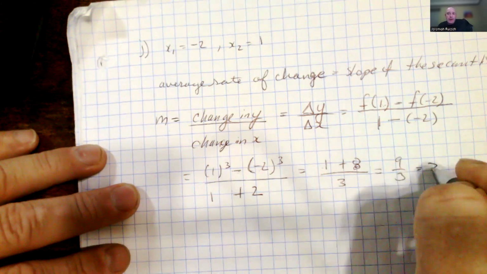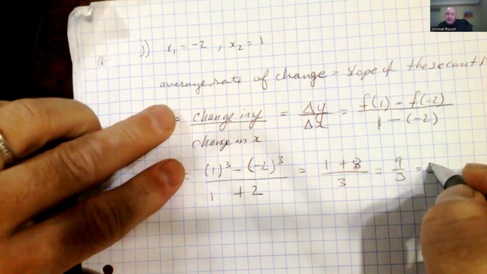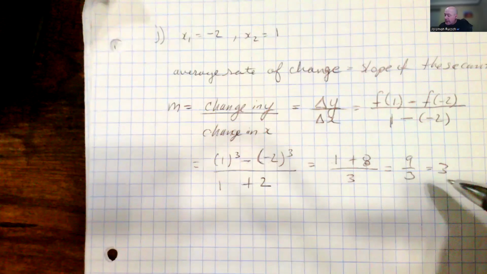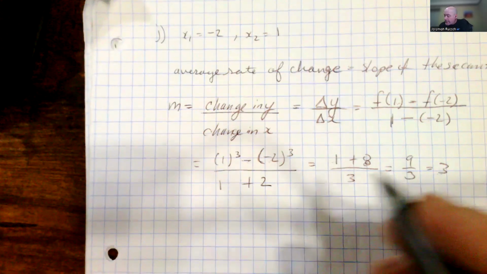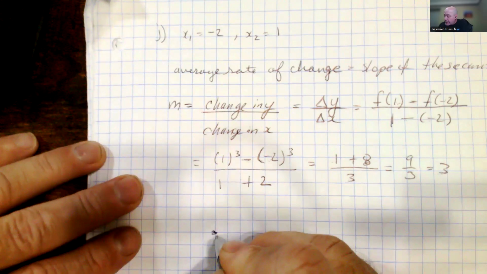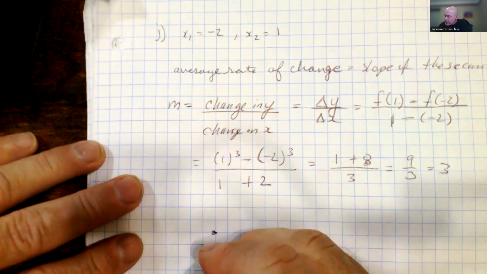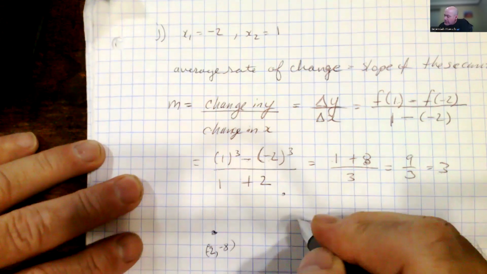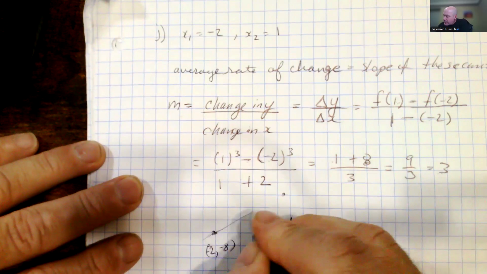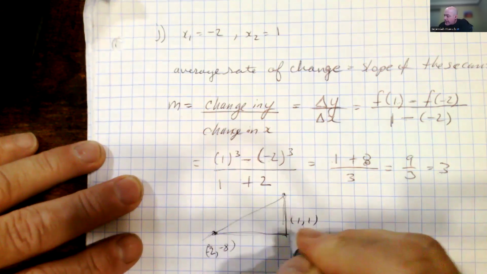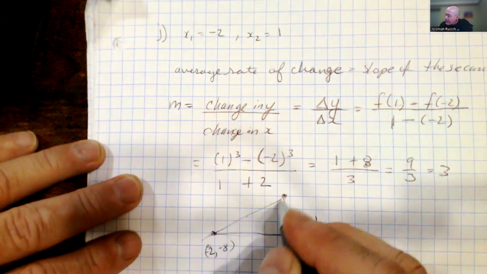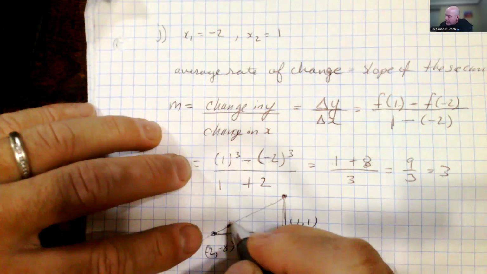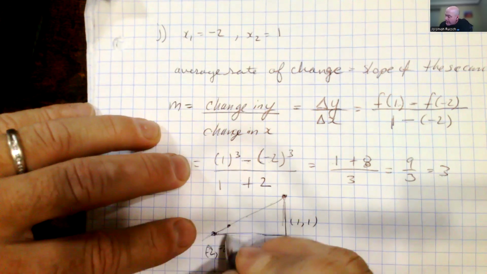So the slope of the secant line, the average rate of change, or the change in y divided by change in x, has a value of 3. What that means is that if you're looking at the y value from -2, -8 to 1, 1, if you look at the change between these two values, for every step you go to the right, you're climbing up 3 units. So if this is at -8, then this would be at -1, -5.